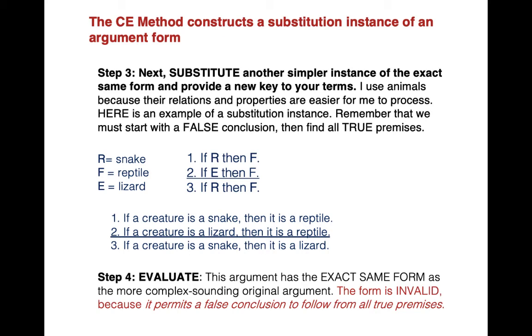This argument has the exact same form as the more complex sounding original argument. That's the goal. The form is invalid. It permits a false conclusion to follow from all true premises. Again, move back to the examples to show yourself you understand this.